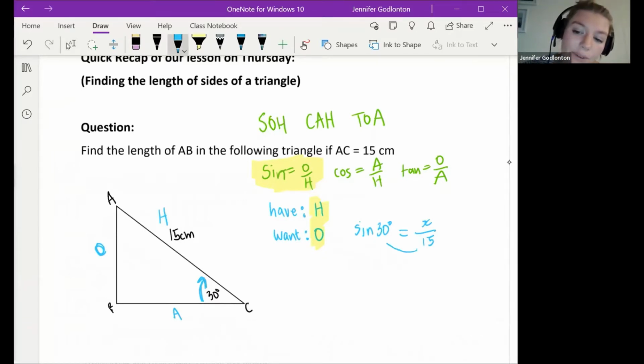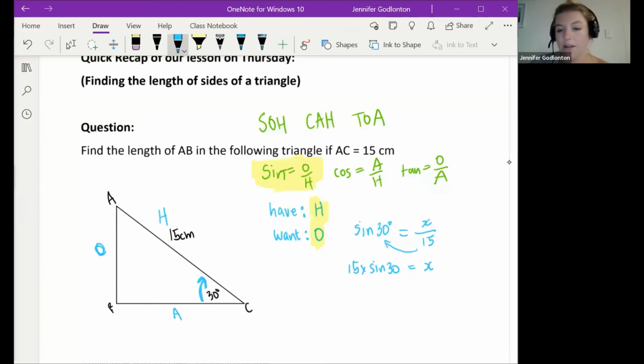which means I need to move this 15 up. And when that 15 moves up, remember, it's an equation. It always does the opposite. At the moment, it's being divided. So we're going to say 15 times sine 30 is equal to X. This is when we get our calculators out. So grab your calculators. Type that into your calculator: 15 times sine 30.